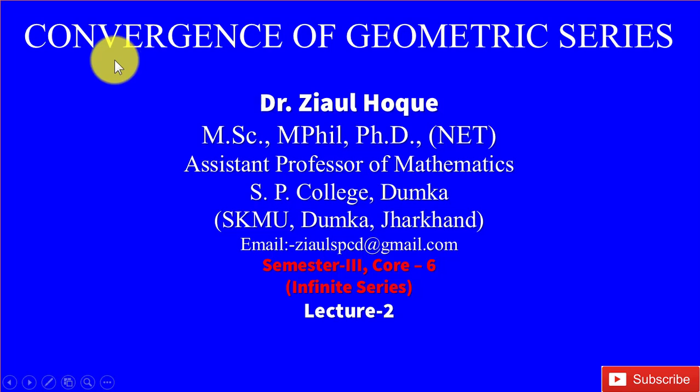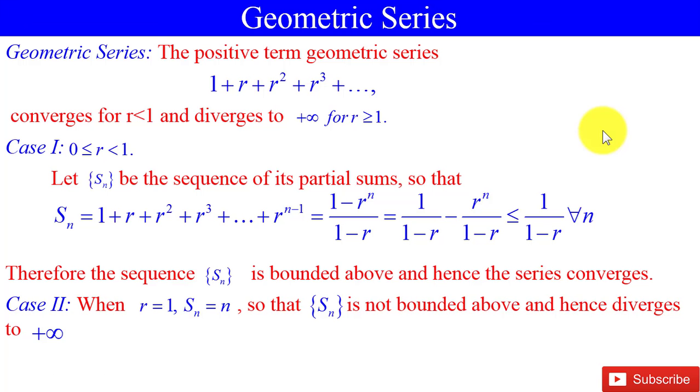Today we learn about convergence of geometric series. The positive term geometric series 1 plus r plus r square plus r cube up to infinity converges for r less than 1 and diverges to plus infinity for r greater than or equal to 1.